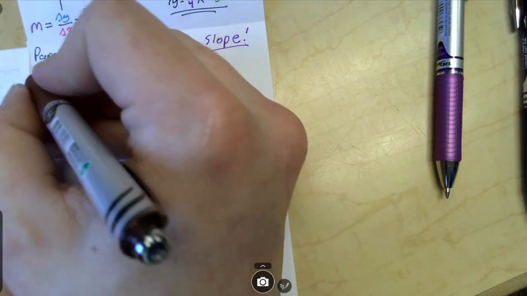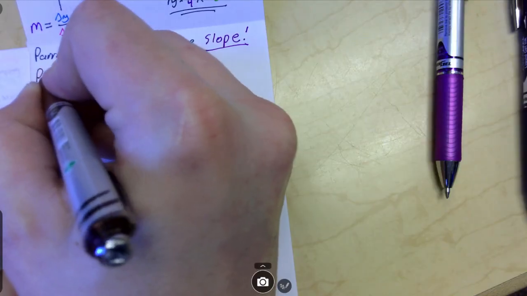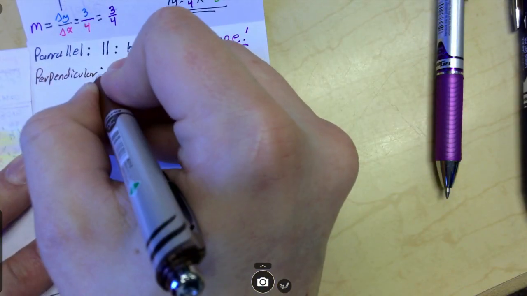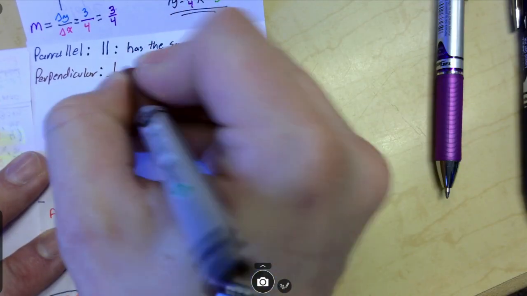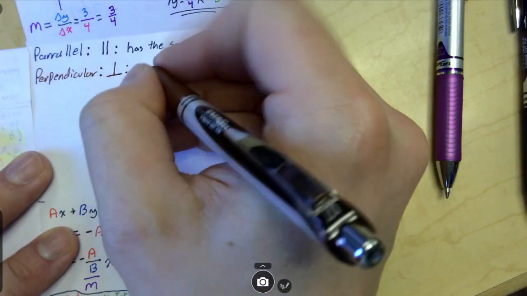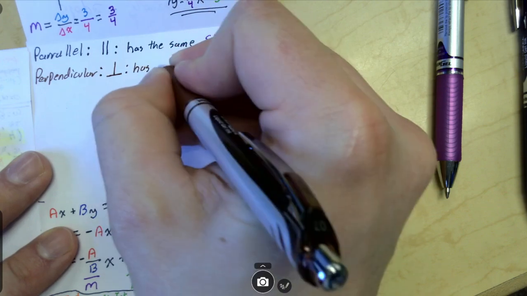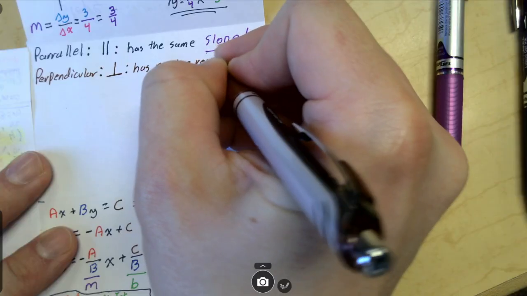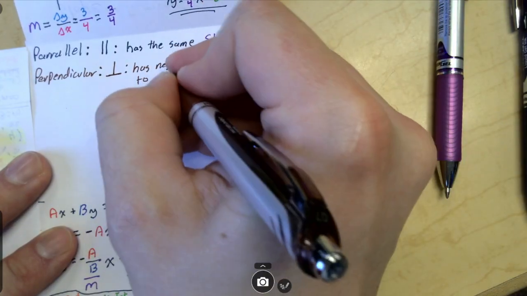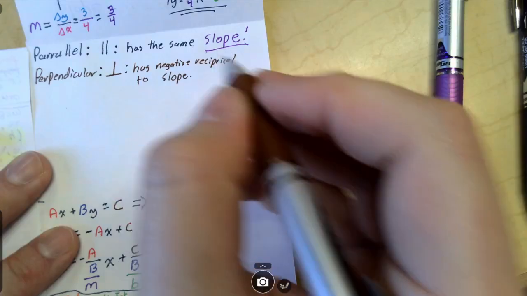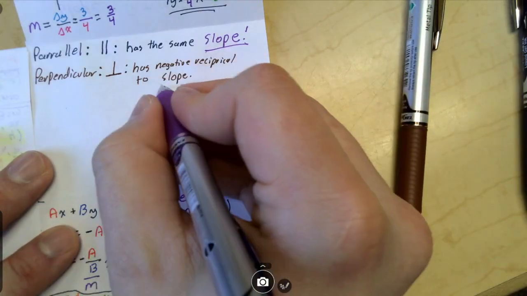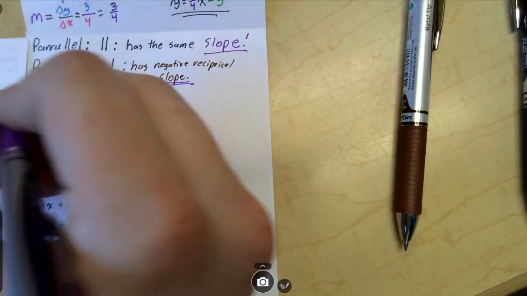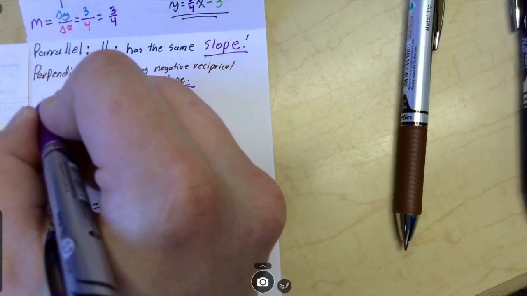Then we have perpendicular. The symbol is an upside down T. It has a negative reciprocal to the slope. Now, what is a negative reciprocal? We're going to figure that out, and we've got some easy ones down here.